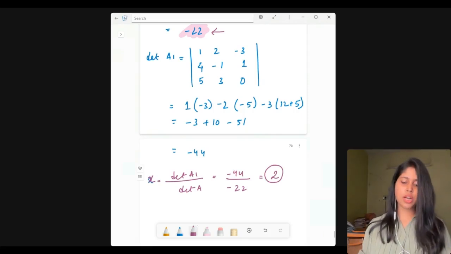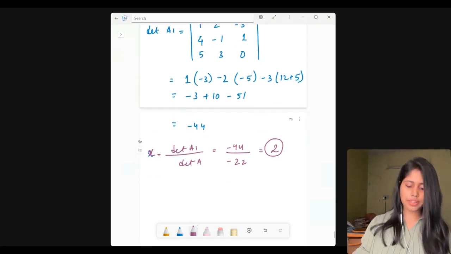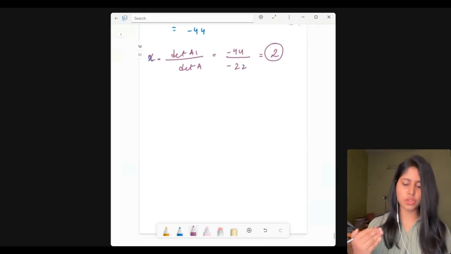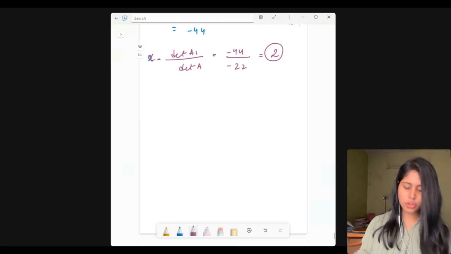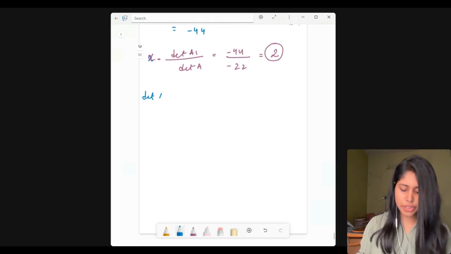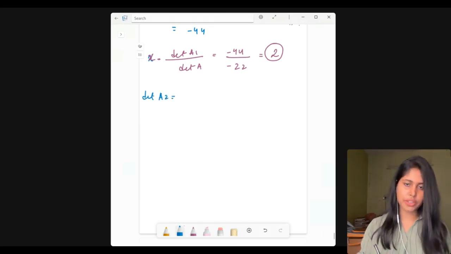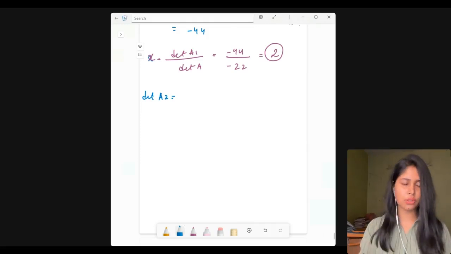Okay, so unknown variables. Now I have shown you this part. For the first question, I am showing you side by side what the constant values are. Anyway, coming to determinant of A2. For determinant of A2, what did I just say? A2 is just the matrix A, but here you need to replace the second column with the B.